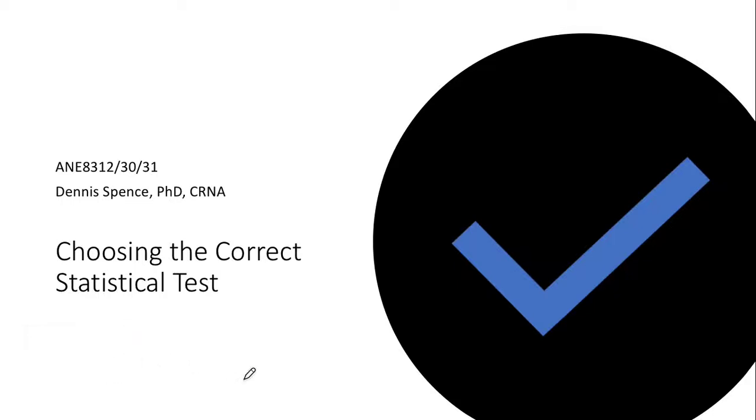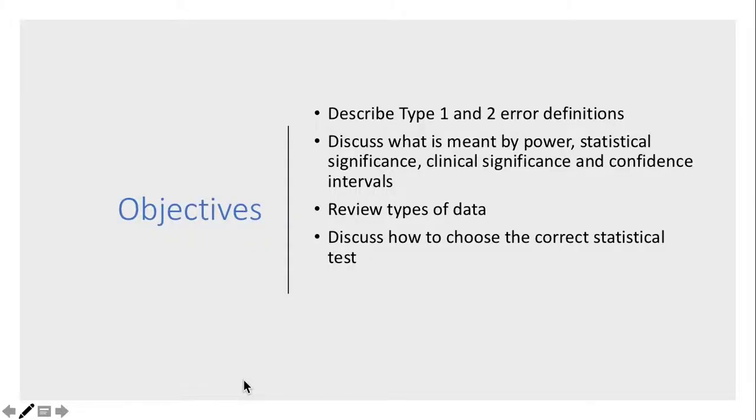All right. Well, welcome. This week we're going to be talking about choosing the correct statistical test. So what we're going to do is review type 1 and type 2 error definitions. I'm going to talk about what's meant by power, statistical significance, clinical significance, and confidence intervals. Review different types of data, and then we'll spend a majority of the lecture discussing how to choose a statistical test.